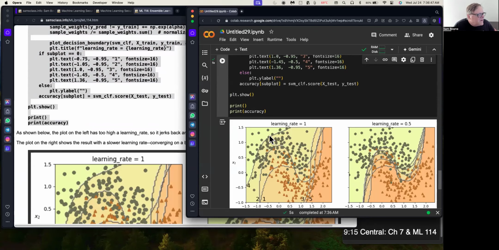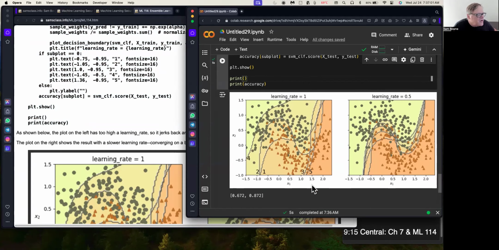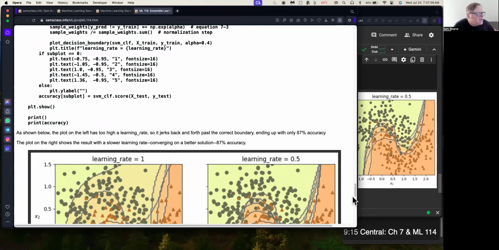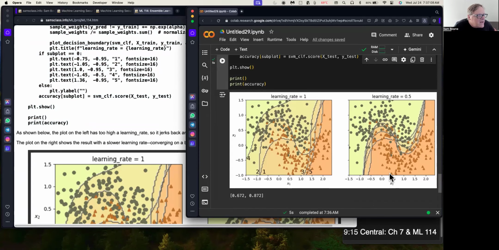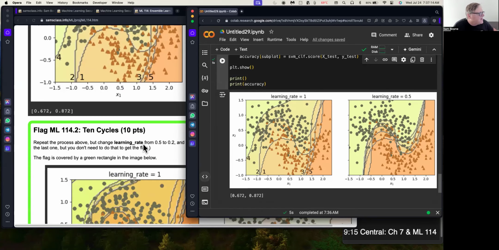All right, and this is the one with too high a learning rate, so it jerks back and forth. Here's the first, with only the first estimator, and here's adding the second one to try to improve it. But the third, fourth, and fifth, instead of getting better, move too far and jerk away from it, so it's only 67% accurate. The one on the right has a lower learning rate, so it does converge to a good boundary and has an 87% success.